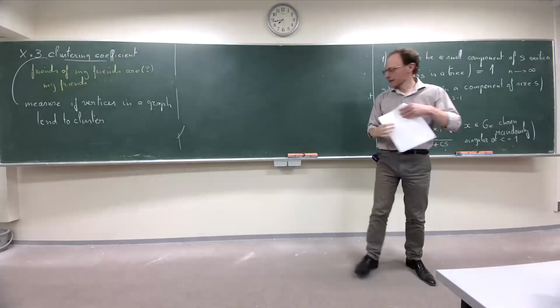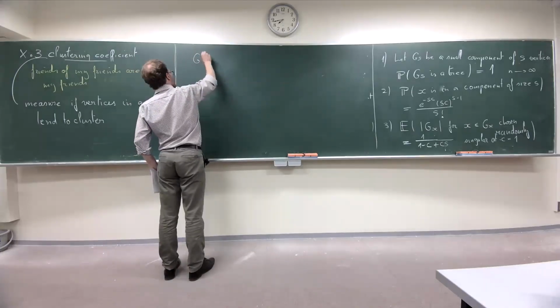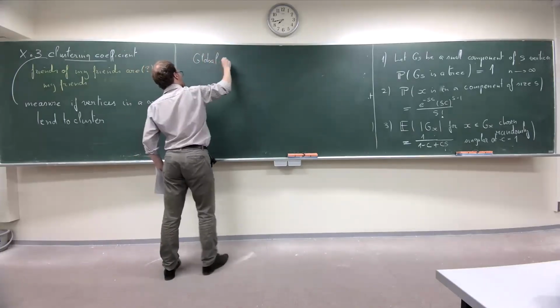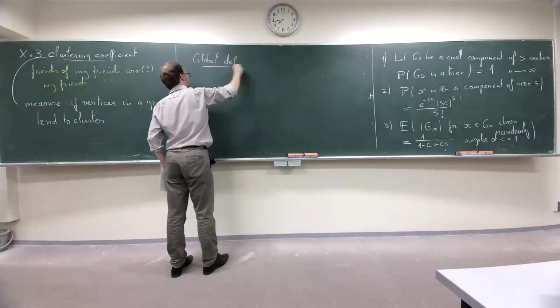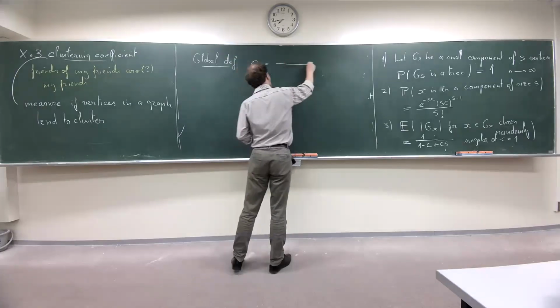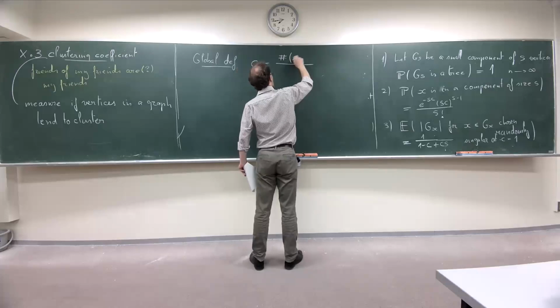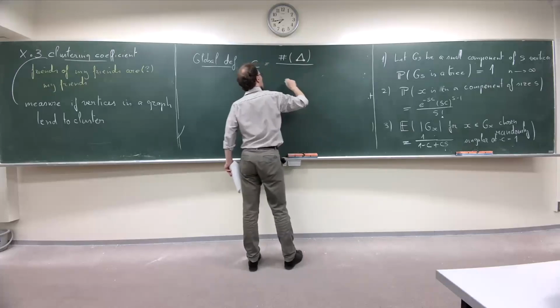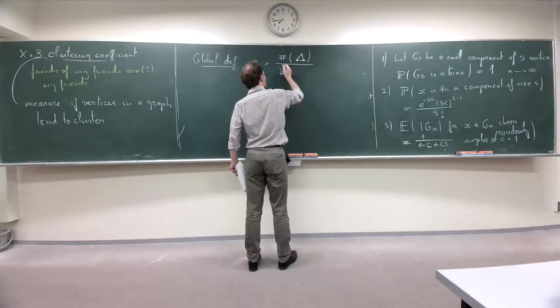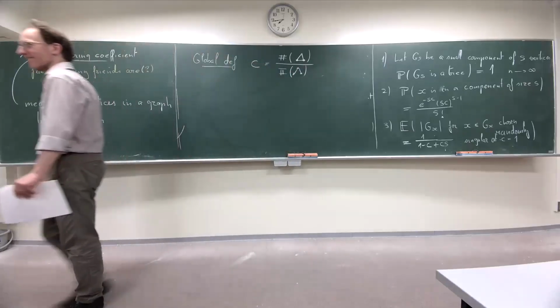It's defined with triangles. So there are two definitions, the global definition and a local one. The global definition is the cluster coefficient, or clustering coefficient. Can you understand this definition?